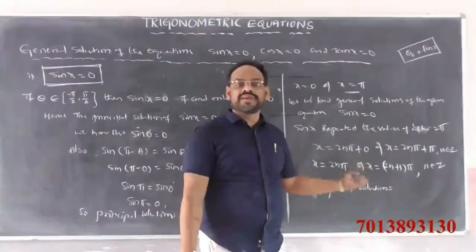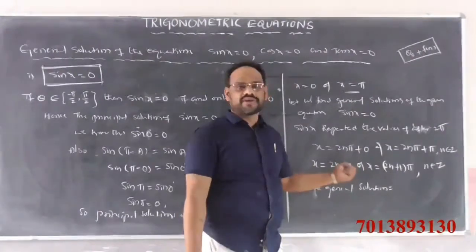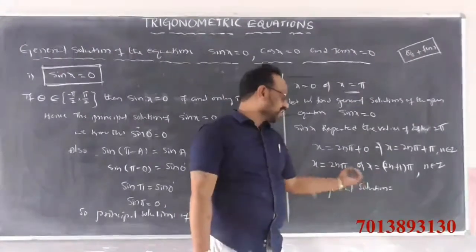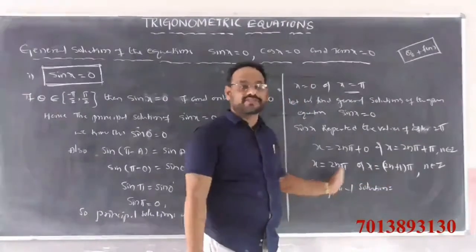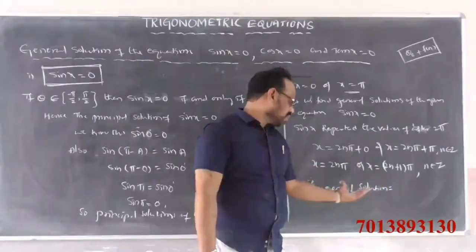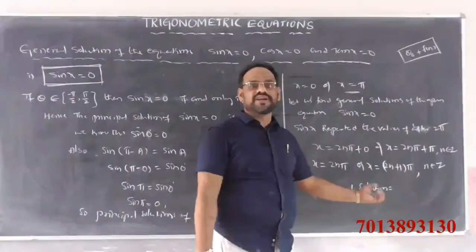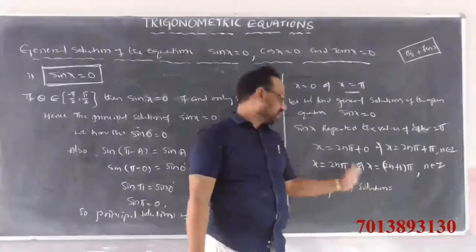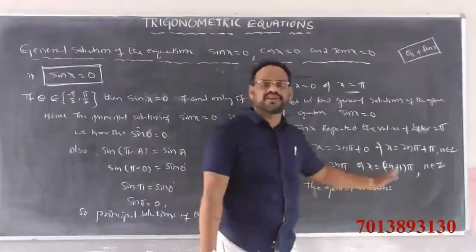We want the union set of solutions. That means the union: clearly these are even numbers, these are odd numbers. So the union, clearly n belongs to Z. So the union compulsory we get, what is that? n pi. n pi means n belongs to integers. These are even numbers, these are odd numbers.